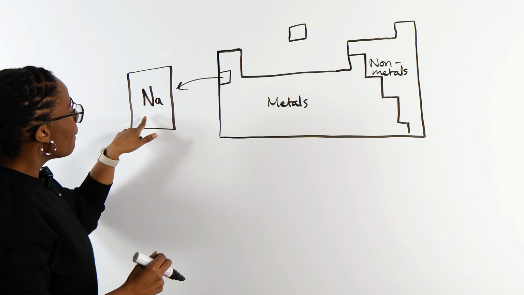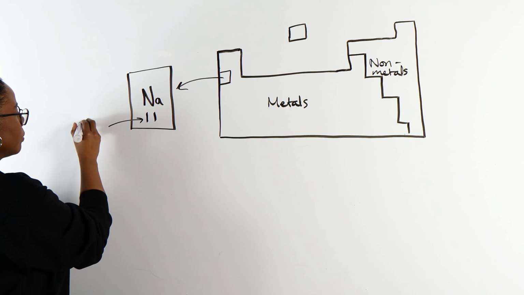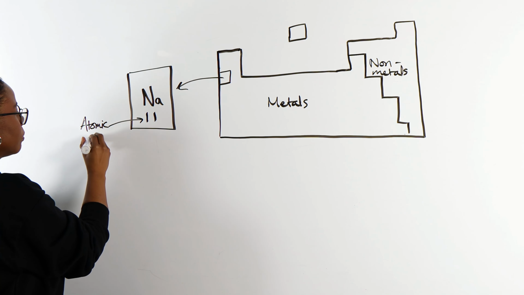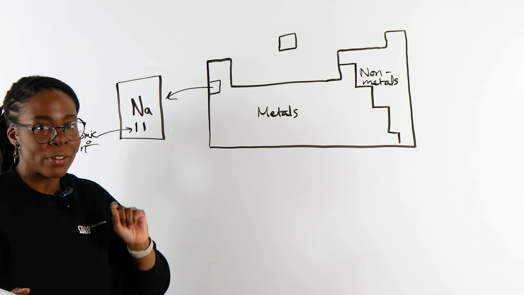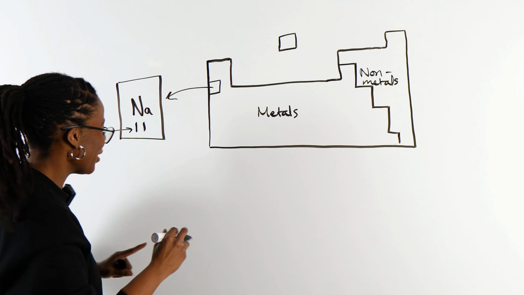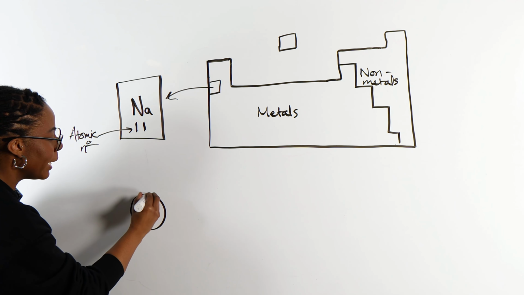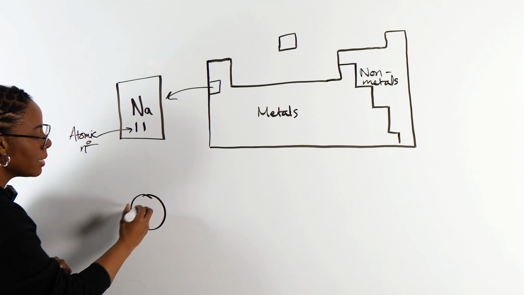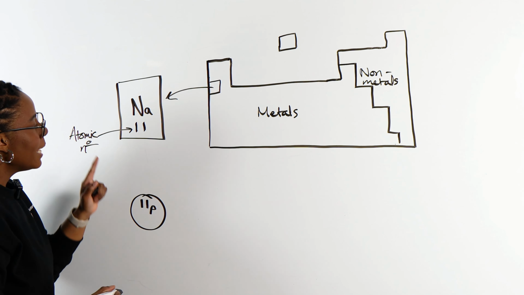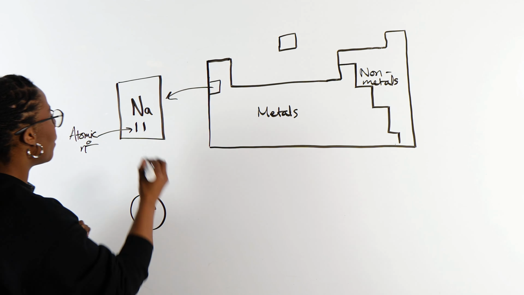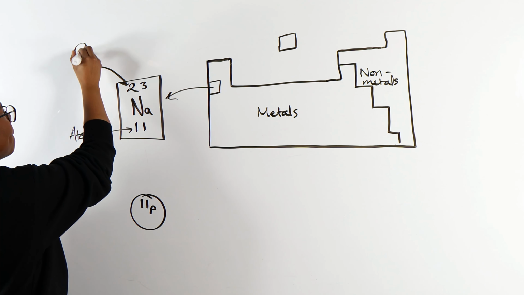And then there'll be two numbers in here. The number at the bottom will be the atomic number. Now, the atomic number tells us how many protons are in the nucleus of an atom. So in a future video on atomic structure, we'll talk about where our subatomic particles live, but just very simply, in the center of our atom, we have a nucleus, and that nucleus will contain 11 protons because the atomic number is 11.